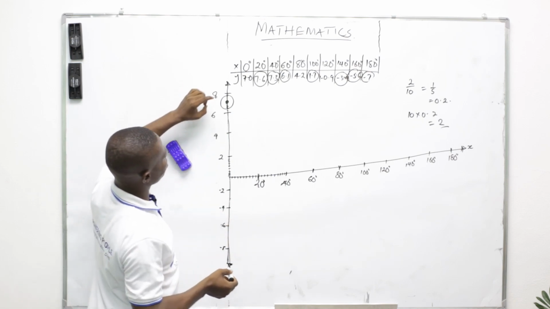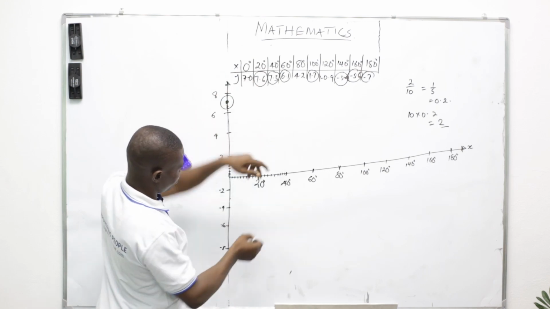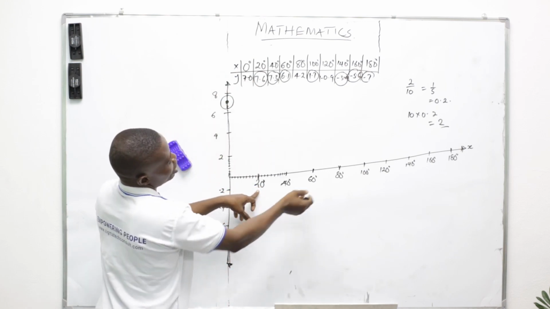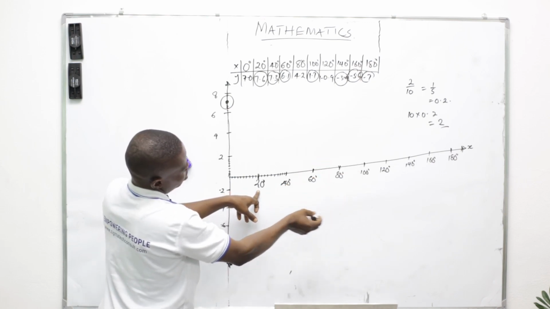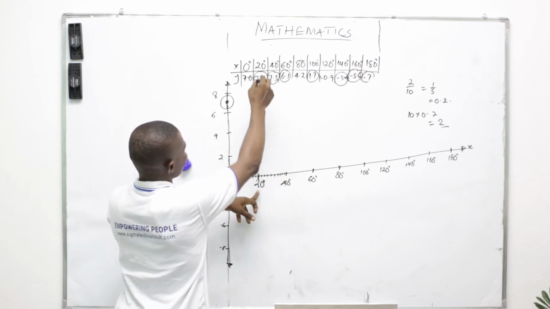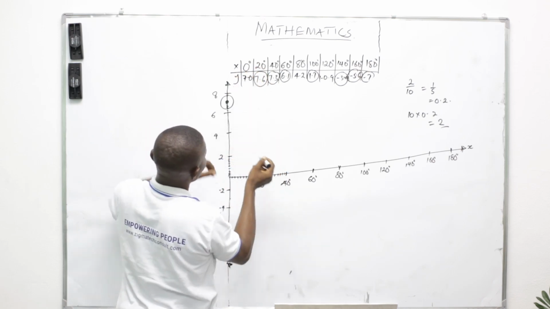The next is what? When s is 20 degree, look at 20 degree. We don't have problem with the angle side because it's just multiples of 20 degree. No issue. So y is what? 7.6.